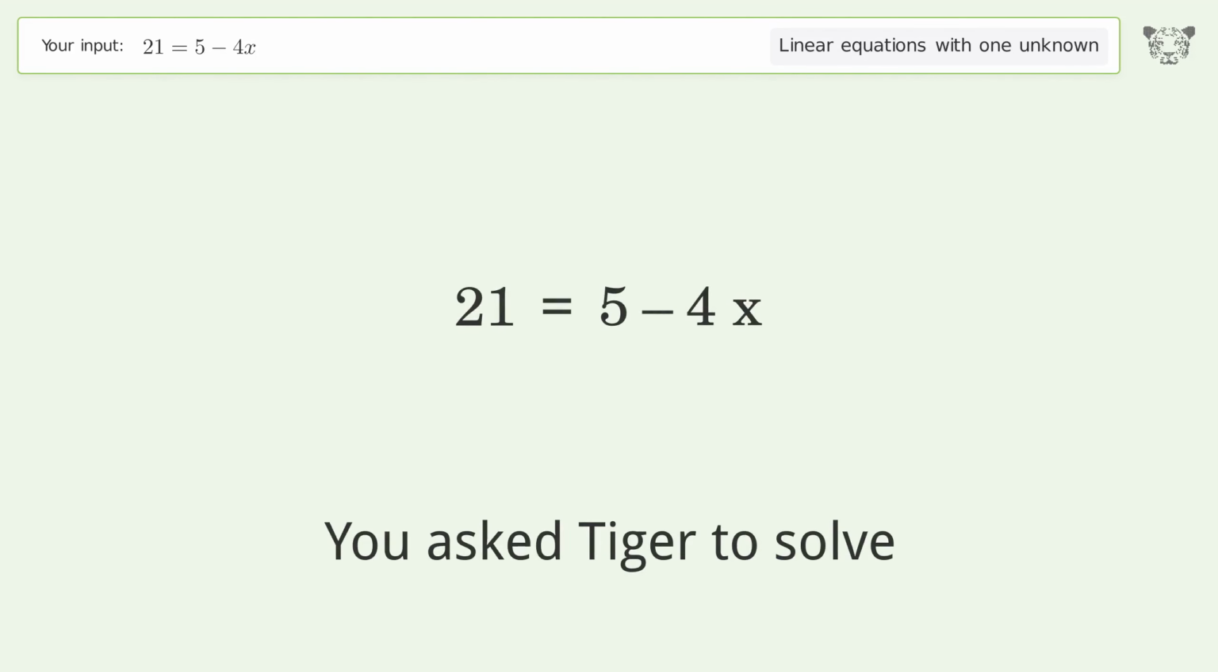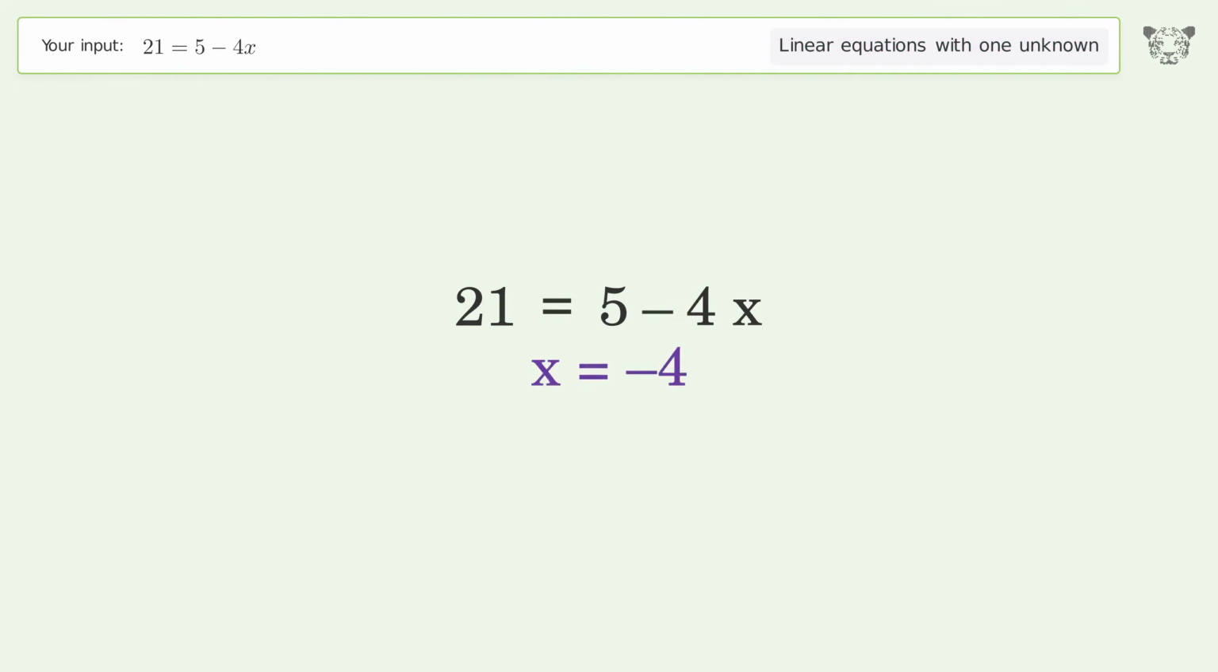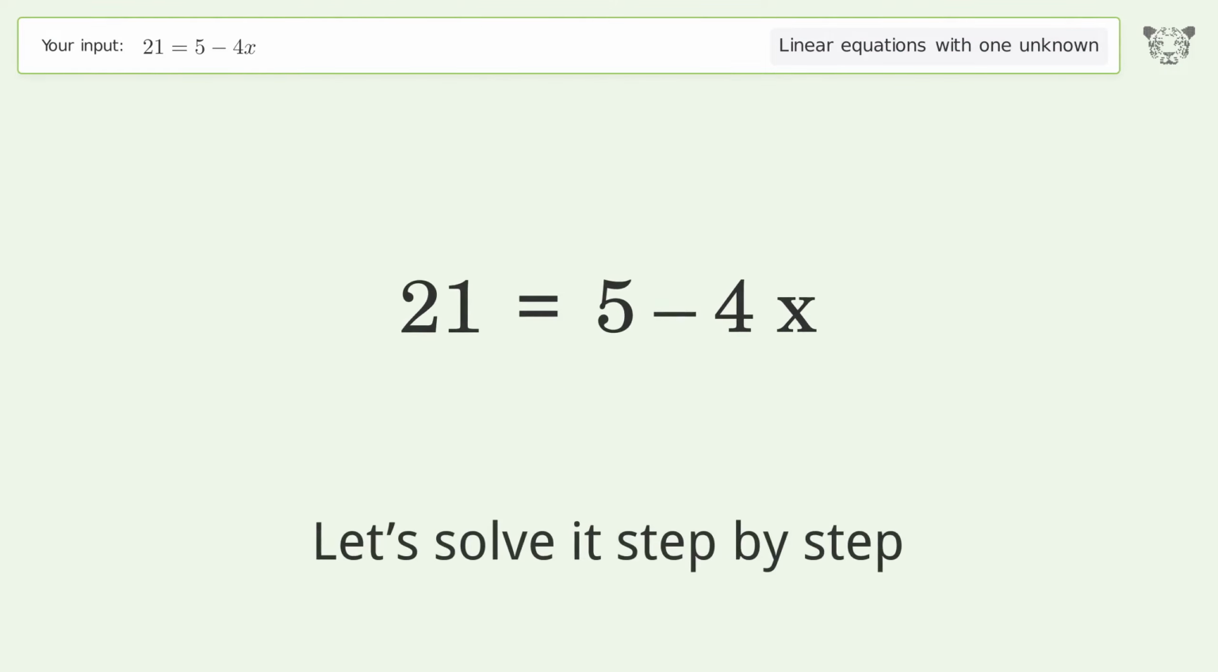You ask Tiger to solve this. This deals with linear equations with one unknown. The final result is x equals -4. Let's solve it step by step.